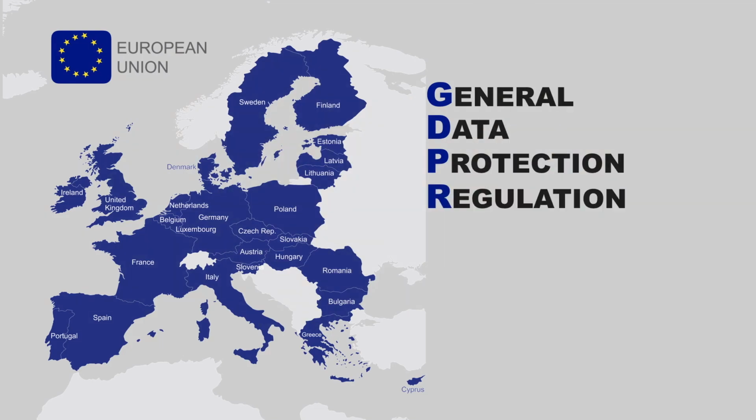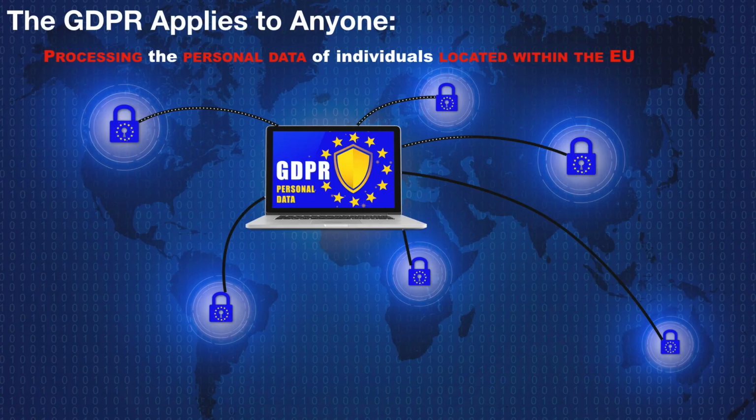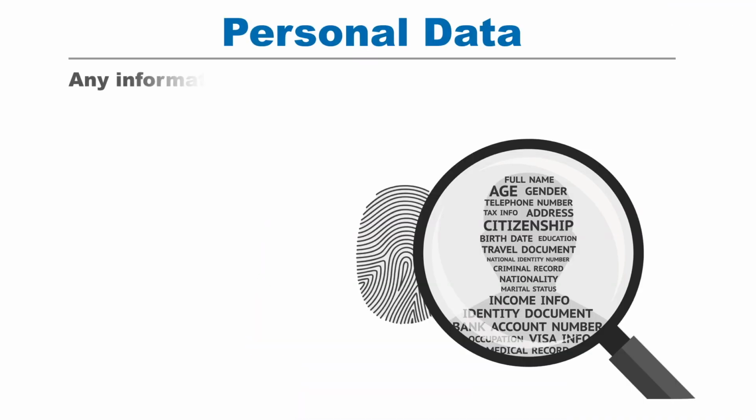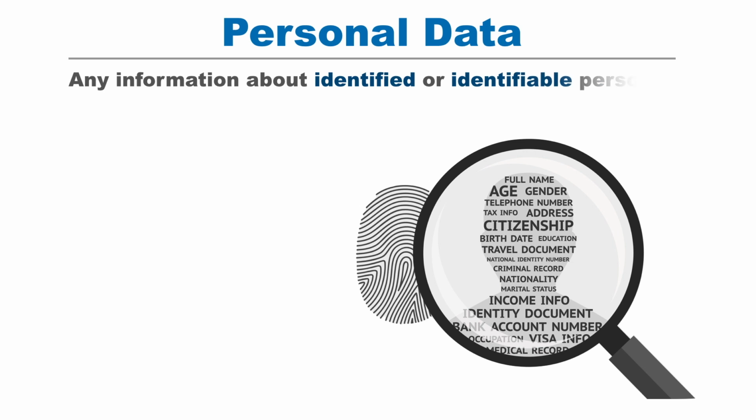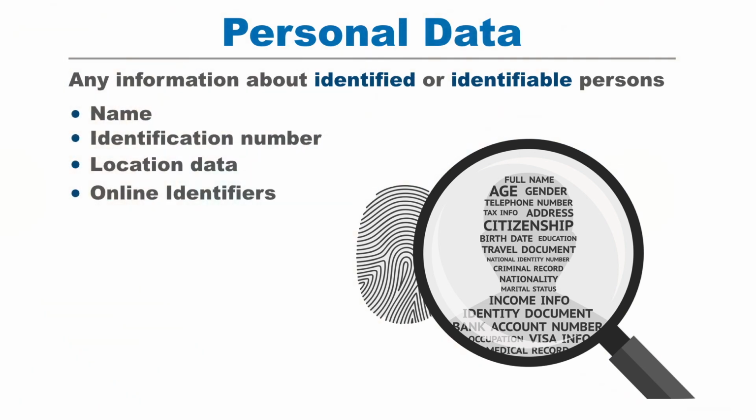The GDPR's requirements apply to anyone processing the personal data of individuals located within the EU. Personal data includes any information about identified or identifiable persons. An identifiable person is a person that can be identified directly or indirectly by reference to an identifier such as a name, identification number, location data, or online identifiers. To process personal data, the GDPR requires organizations to embed appropriate technical and organizational measures, which include data protection safeguards such as anonymization and pseudonymization.